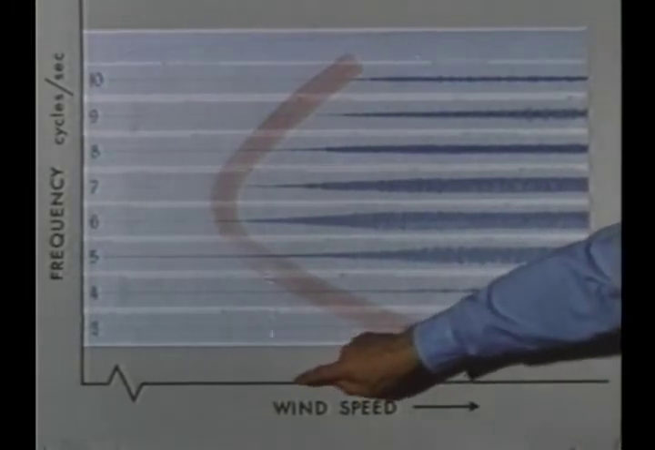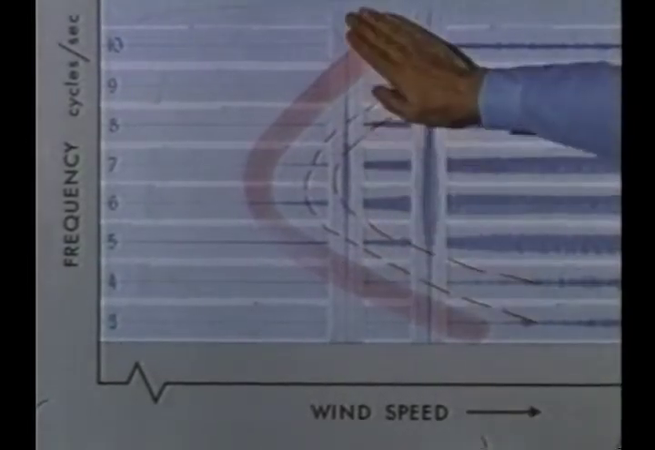We can also do the experiment the other way. We keep the wind speed constant and vary the frequency. The records go this way on our diagram. They fit our curve. We can also draw contours of constant amplification. They look something like this. Our experiment has yielded the characteristics of the instability.